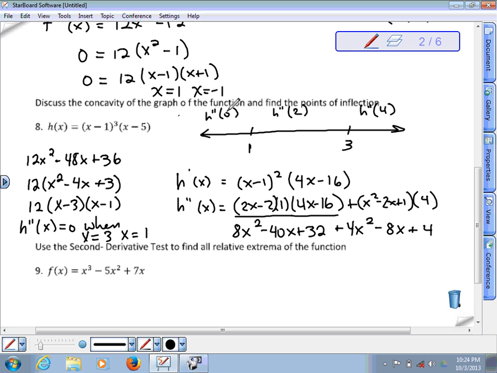When we plug in a 0 to the second derivative of h, 0 minus 3 is negative, 0 minus 1 is negative, negative times a negative times 12 is positive. 2 minus 3 is negative, but 2 minus 1 is positive. Positive times a negative times 12 is negative, and then 4 minus 3 is positive, 4 minus 1 is positive. Positive times a positive times 12 is positive. We have a region now where we know the graph is going to be concave up here and here.